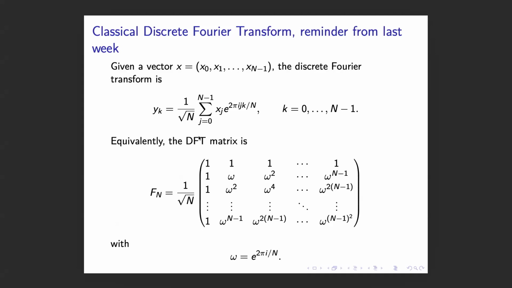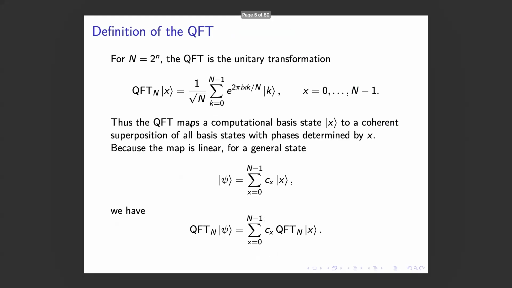But the quantum Fourier transform is equivalent to this one, except that now n here is actually 2 to the power of little n qubits. So the quantum Fourier transform mathematically looks the same. It maps computational basis states to a coherent superposition of all basis states, with the basis determined by this x here. In general, this map is linear, and for a general state, this is what we have here.